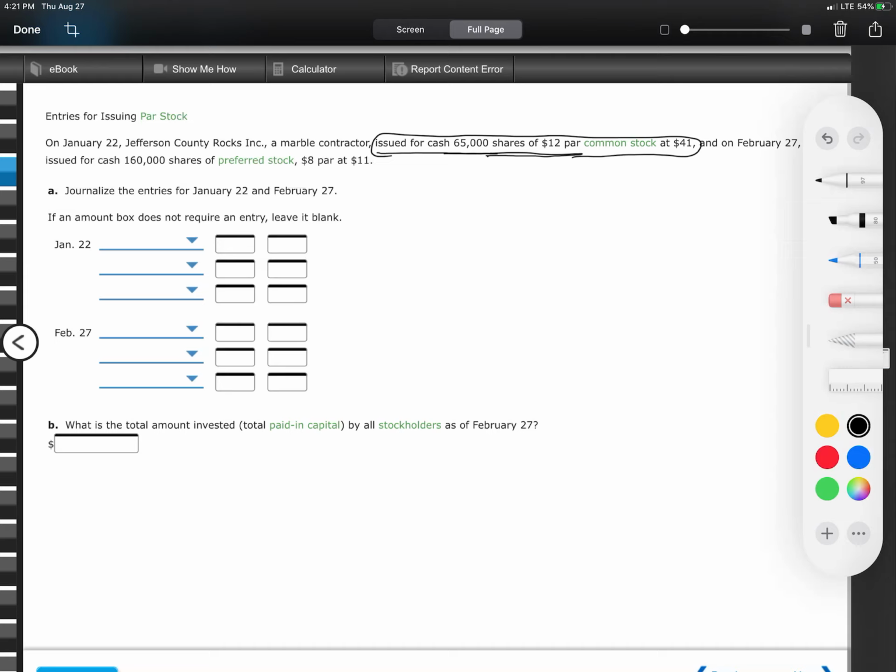Par means what is printed on the certificate. So you could think of it this way. They printed $12 on a certificate and they sold it for 41. There are three accounts involved here. Cash, we're going to debit cash. We're going to credit common stock.